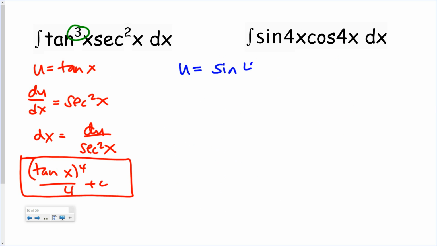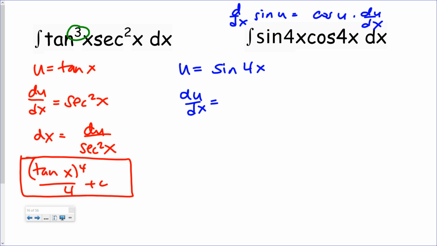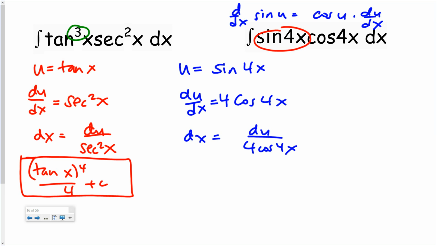So if you make u sine 4x, then you take the derivative. Remember, the derivative of sine u, let me just write this here, is cosine u times du dx. So this derivative is going to be cosine u times 4. Then you solve for dx, so dx is equal to du over 4 cosine 4x. And I'm going to replace two things. What two things do I replace? My u and my dx.